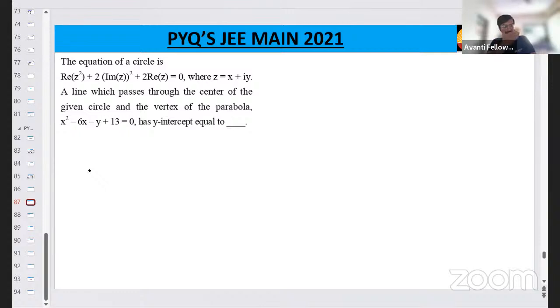A line which passes through the given circle and the vertex of the parabola has y-intercept equal to. So it's a very simple question. You may find it lengthy, but it's fine. Let's go. So what is z given as?